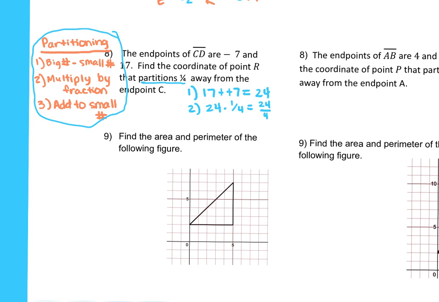24 divided by 4 equals 6. And last step, we need to add that number that we just got, 6, to our small number. So our small number was -7. So 6 plus -7 makes -1. And that is where our partitioning point is going to be.